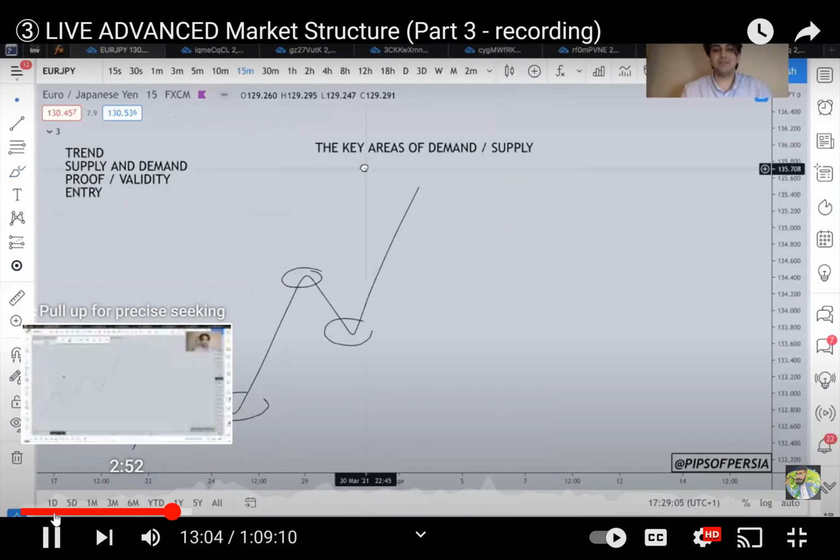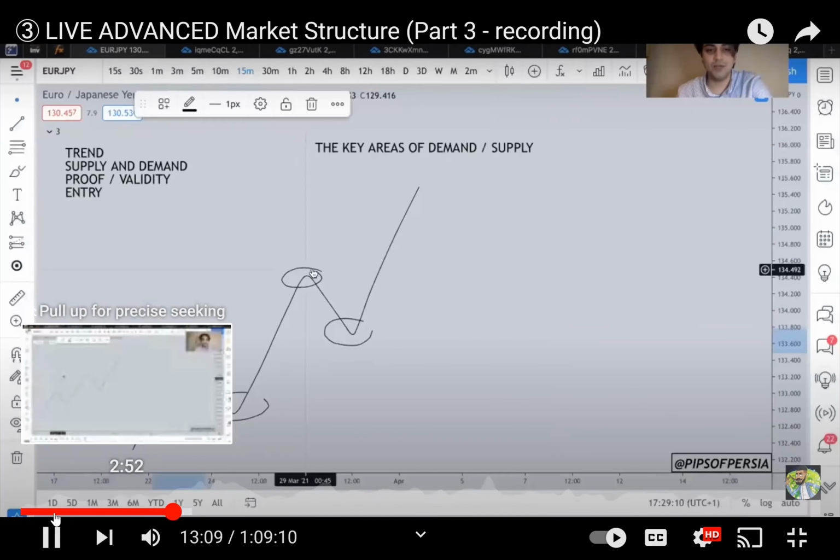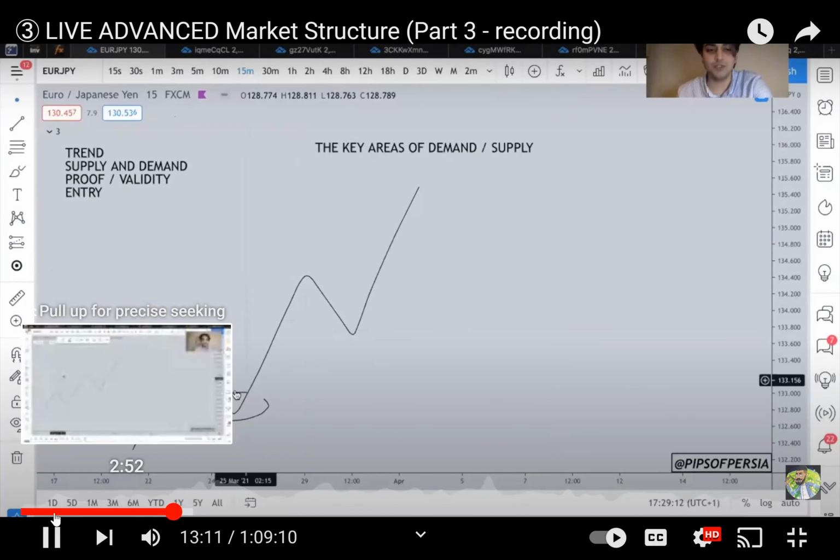How do we identify what is the key area of supply and demand? And what I mean by that is how do we go ahead and answer the question as to which institutional candle do we take the trade based on? How do we figure out what is a key area of supply and demand?